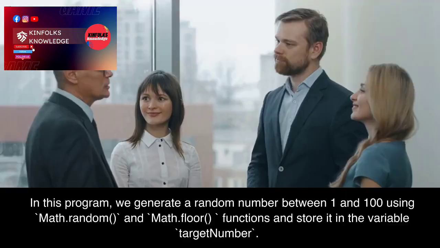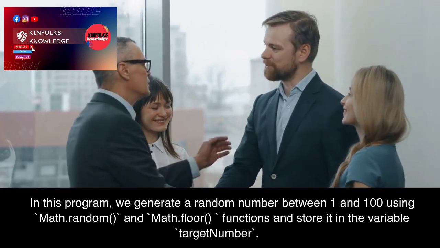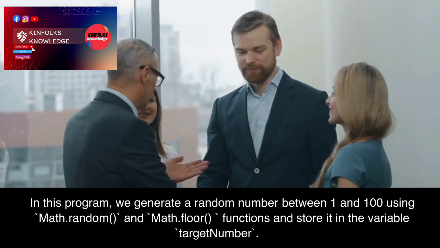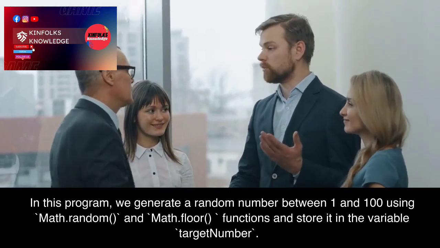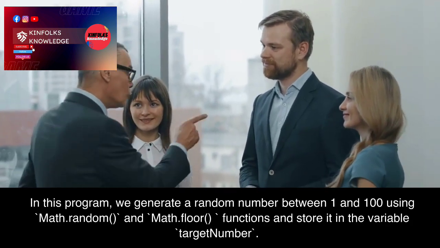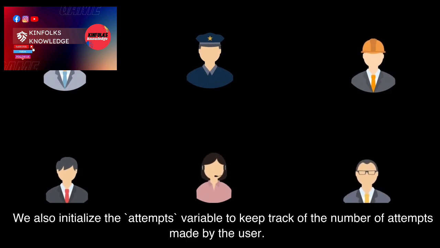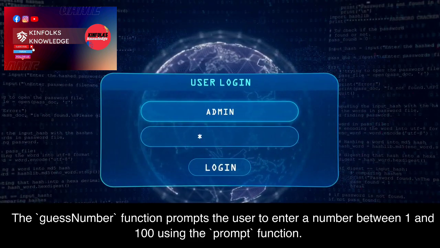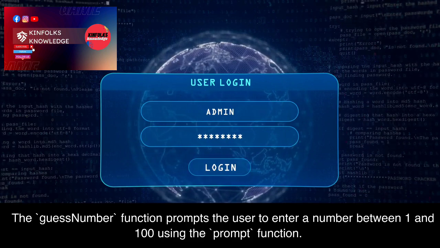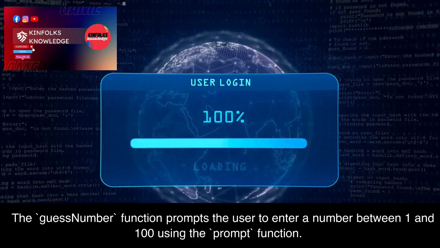In this program, we generate a random number between 1 and 100 using Math.random and Math.floor functions and store it in the variable targetNumber. We also initialize the attempts variable to keep track of the number of attempts made by the user. The guessNumber function prompts the user to enter a number between 1 and 100 using the prompt function.